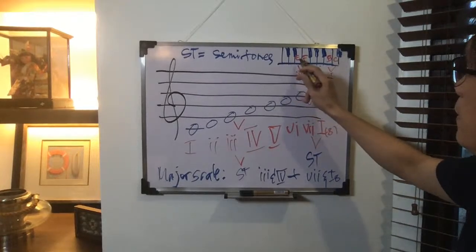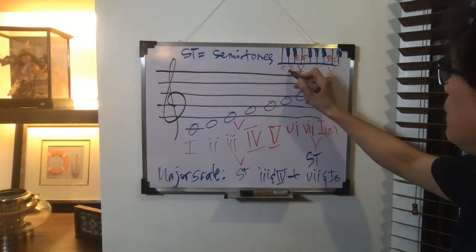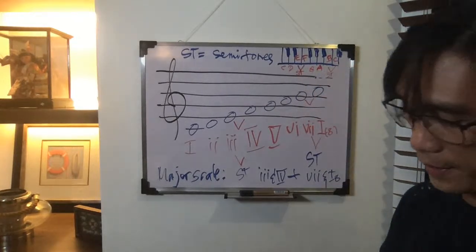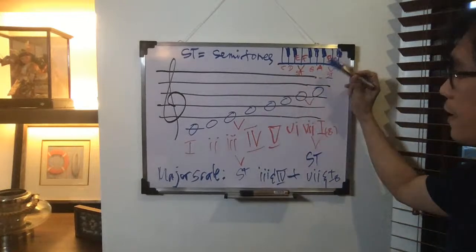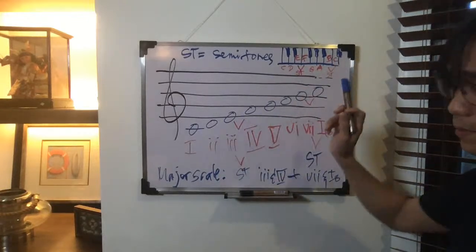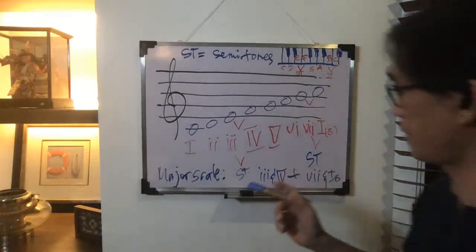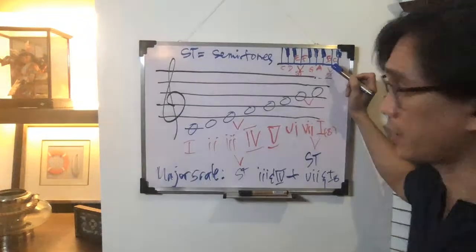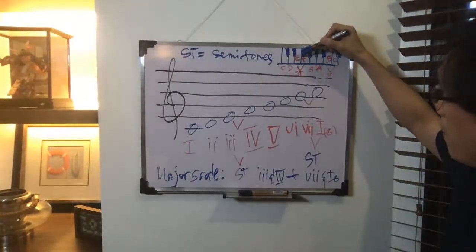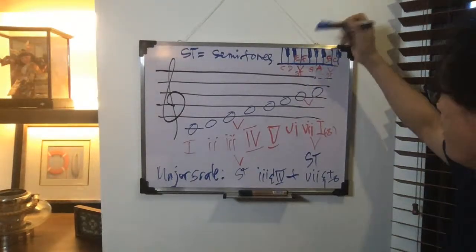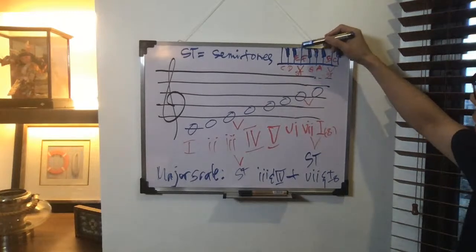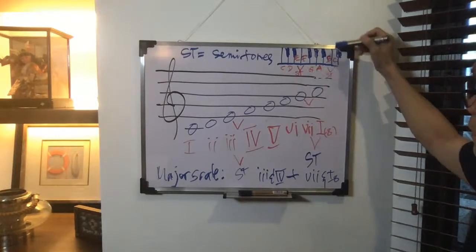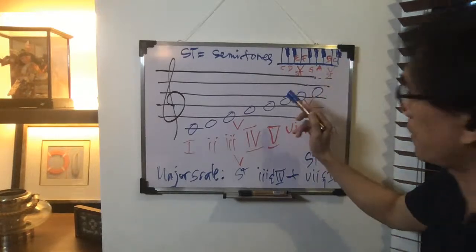So C, D, E, F, G, A, B, C. So these are the letter names of the scale: C, D, E, F, G, A, B, C, or Do, Re, Mi, Fa, Sol, La, Si, Do. Now, E and F and B and C are semitones because there are no black keys in between. So they're just semitones.